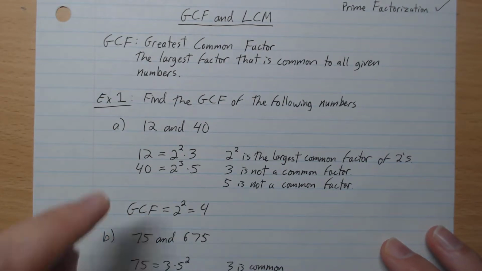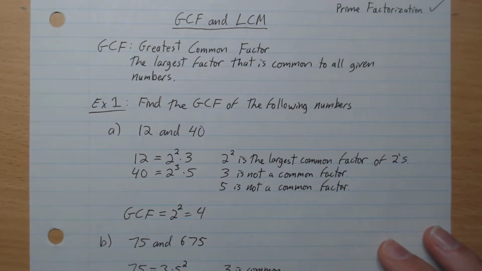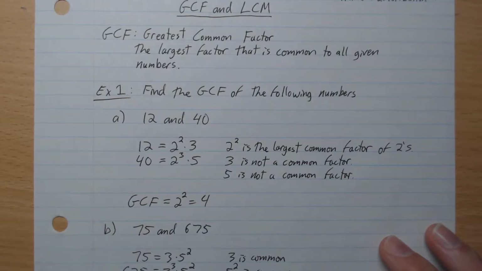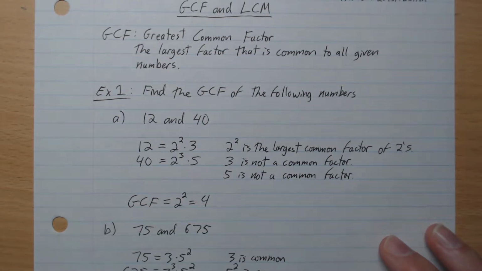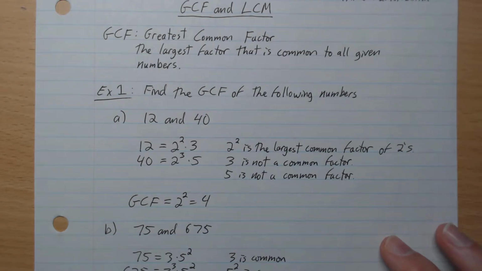Now we look at the 3. 3 is not in common for both, and 5 is also not common for both. So the only thing that's in common for both of these numbers is 2 squared. And so this is the common factor that is the largest. And so GCF, greatest common factor, is 2 squared, which is 4, like that.